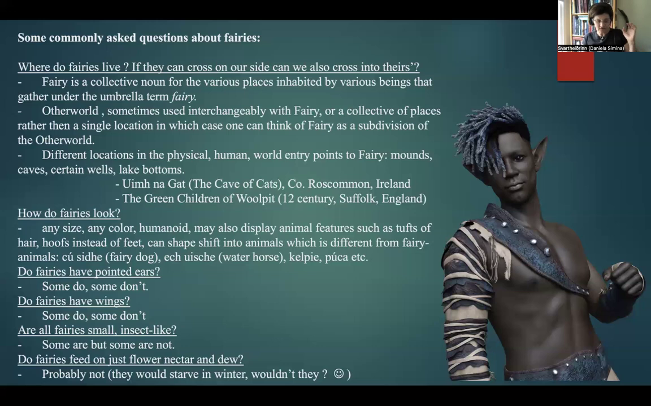I had this argument with people who are very adamant, banging their fist on the table, that fairies do feed on nectar and dew. I couldn't help but ask, okay, then what do your fairies do in winter when there's no nectar and dew available? Are they starving or going into hibernation? So just use common sense.